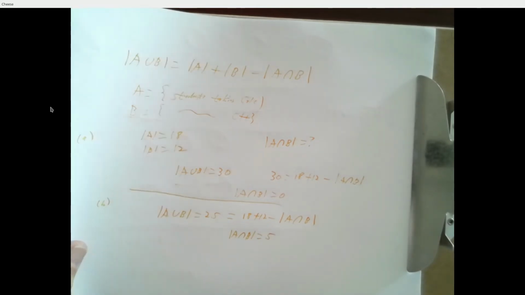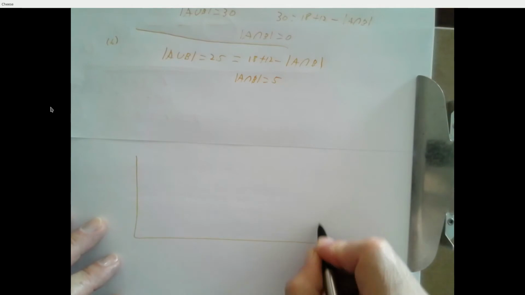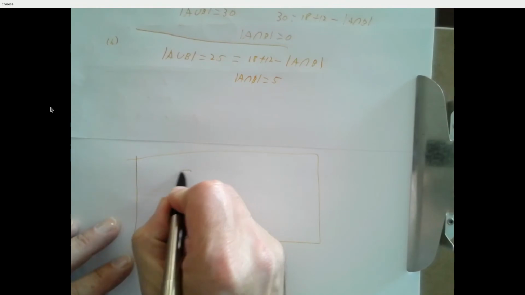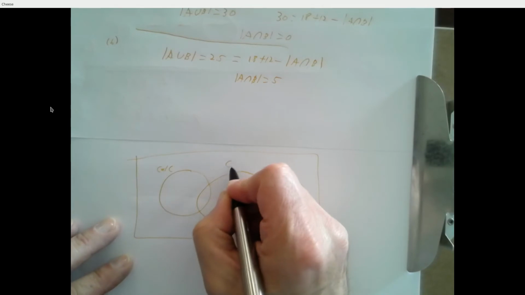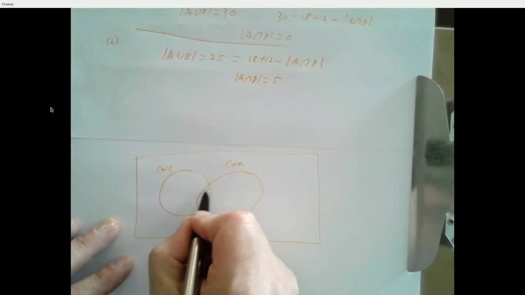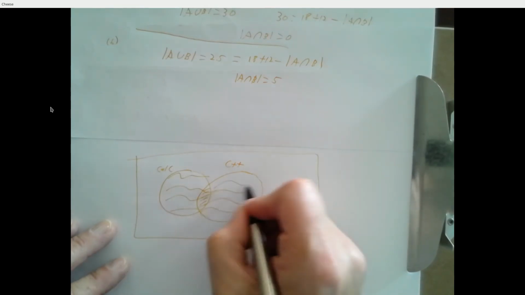And that's how most of these inclusion exclusion questions break out. So if you want to do a Venn diagram, let's see what the Venn diagrams look like. Yeah, you got the idea. So here's calculus. Here's C++. Here's the students that are in both. Here's the set of all students, wavy lines.